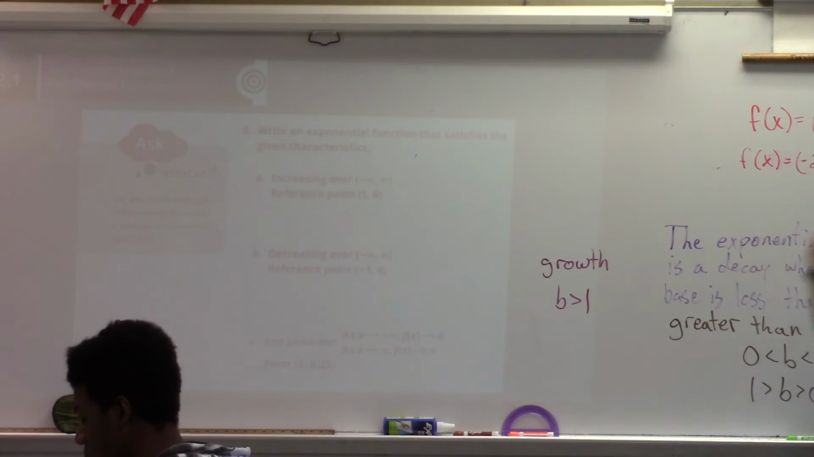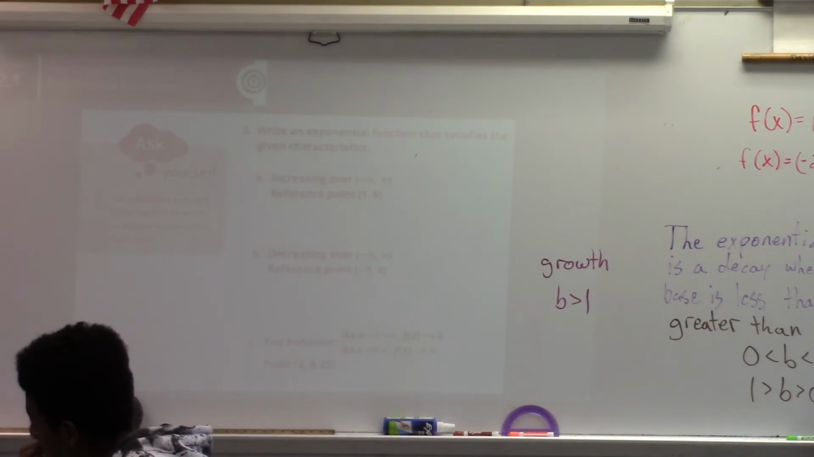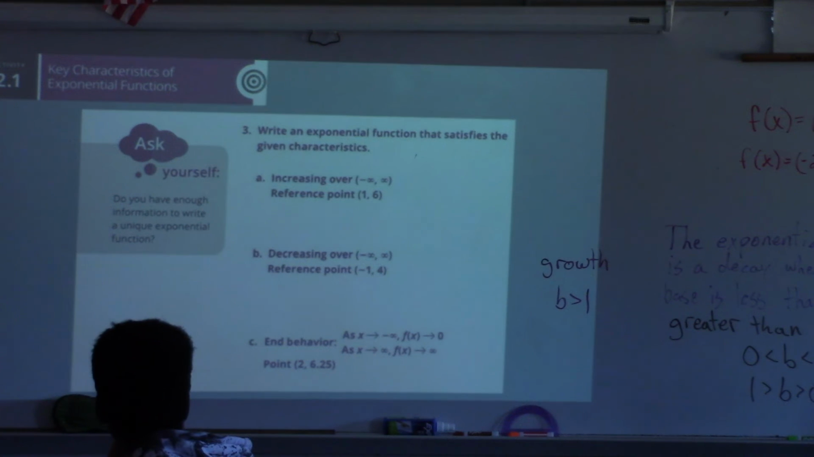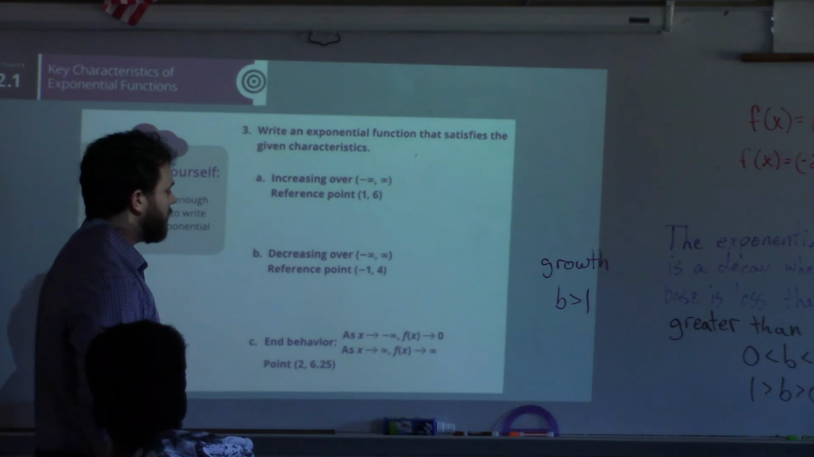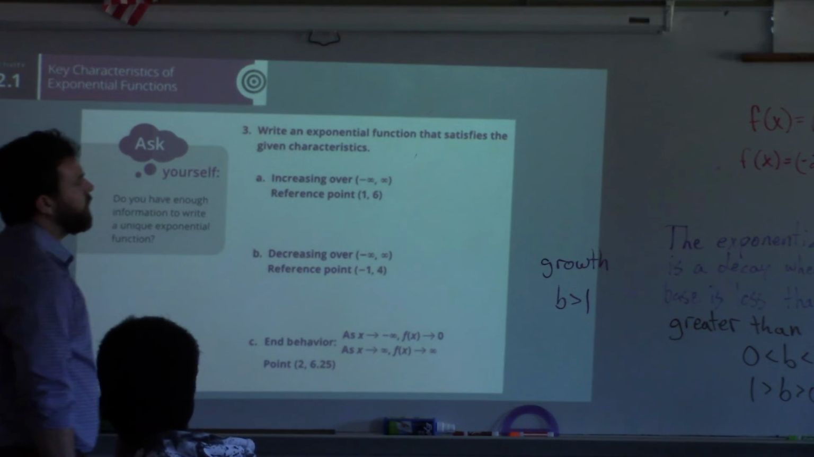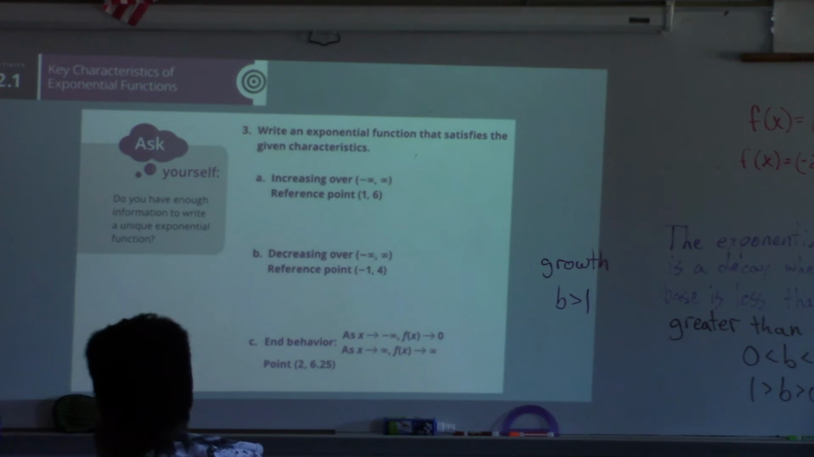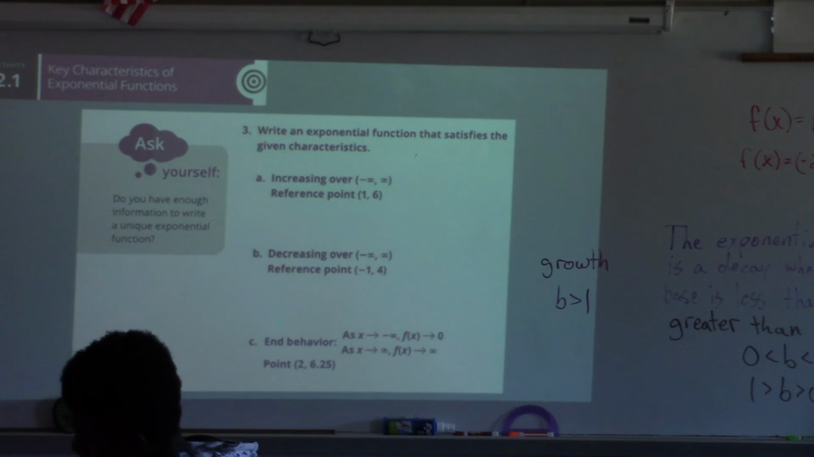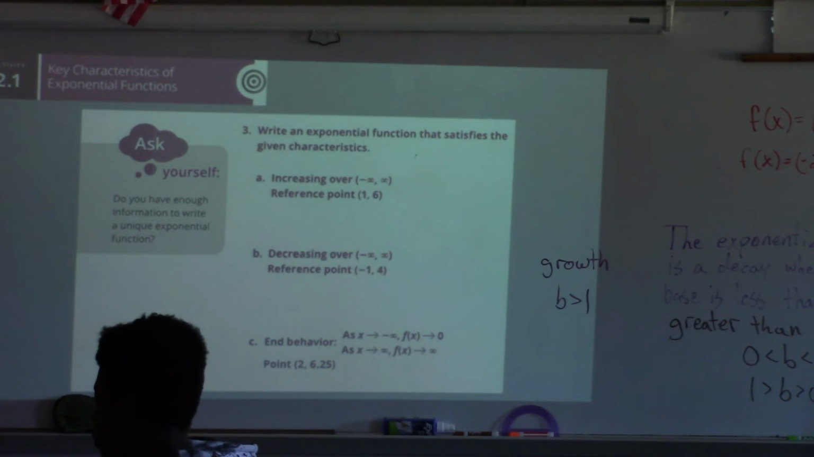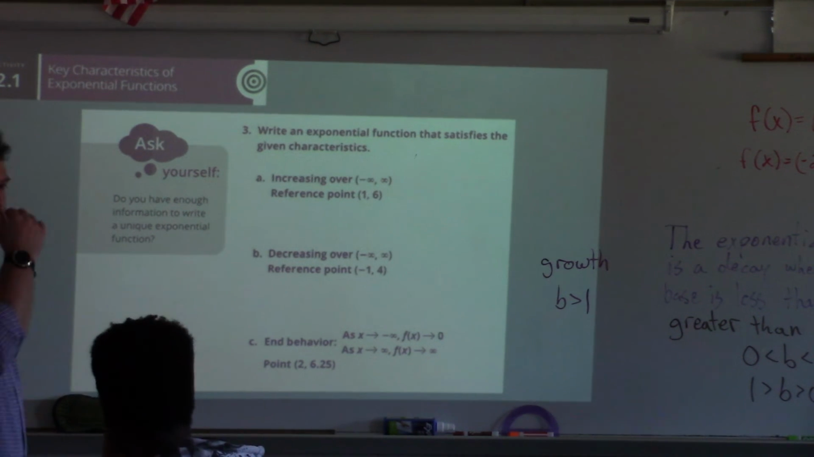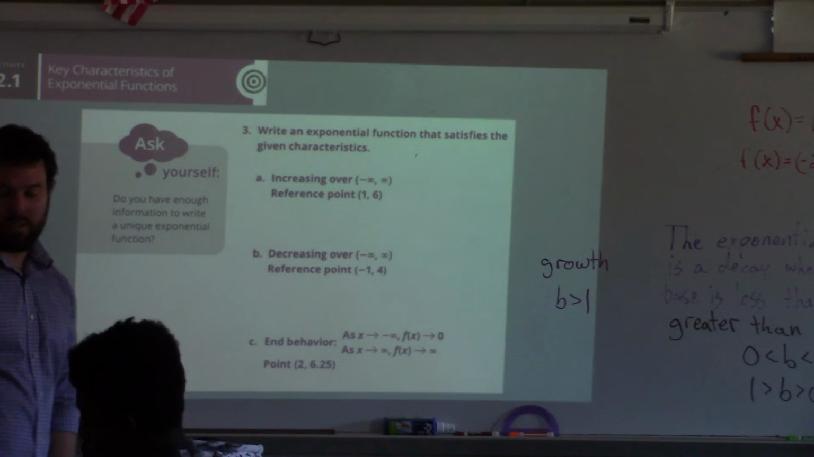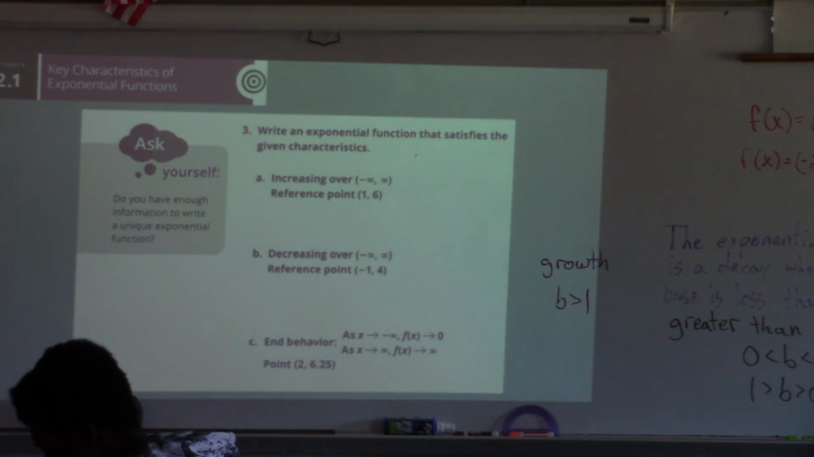Really quickly, because this will help us understand our different ideas a little bit better. So write an exponential function that satisfies the given characteristics. First off, if I were to tell you, hey, this function increases over negative infinity to infinity, right? That's my domain interval of increasing. What do you know about this function? Think about the graphs and the functions we just looked at.